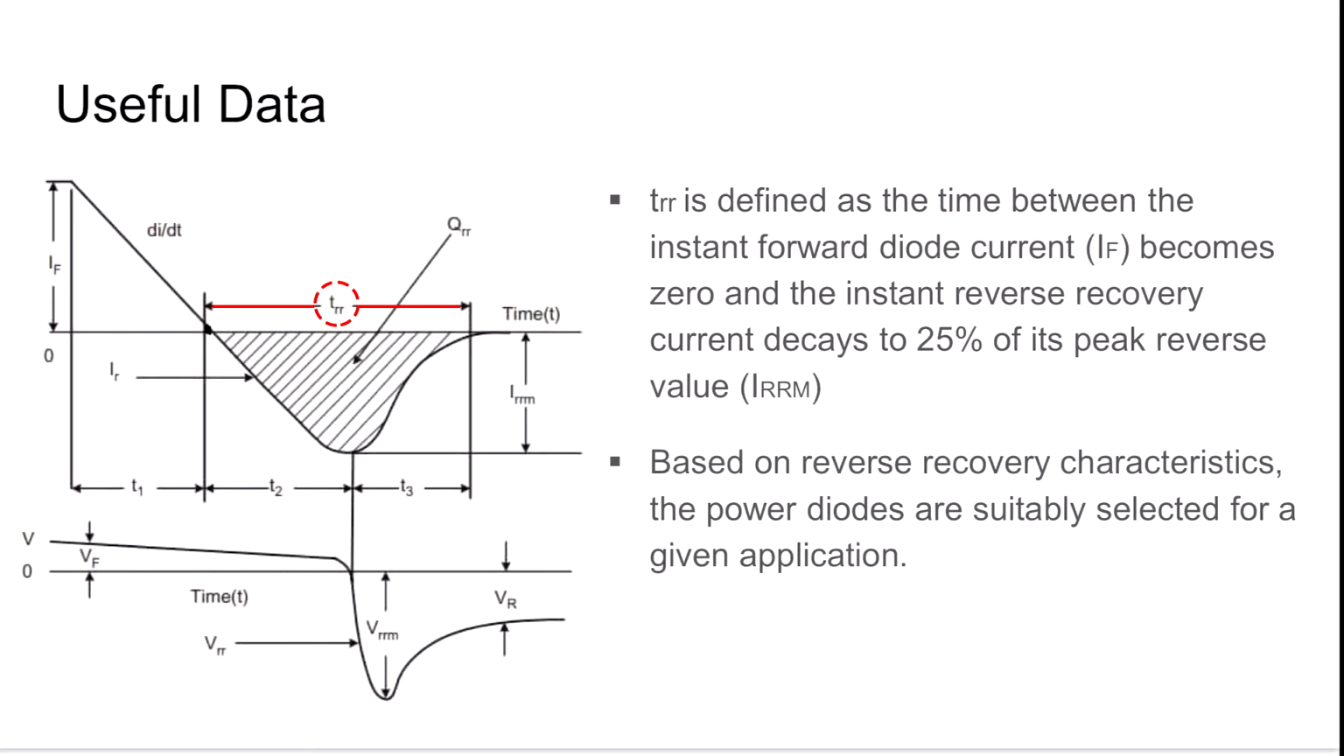TRR is defined as the time between the instant forward diode current IF becomes 0 initially and the instant when the reverse recovery current decays to 25% of the peak reverse value, that is IRRM, which is also indicated on the figure. Based on the reverse recovery characteristics, the power diodes are suitably selected for a given application.